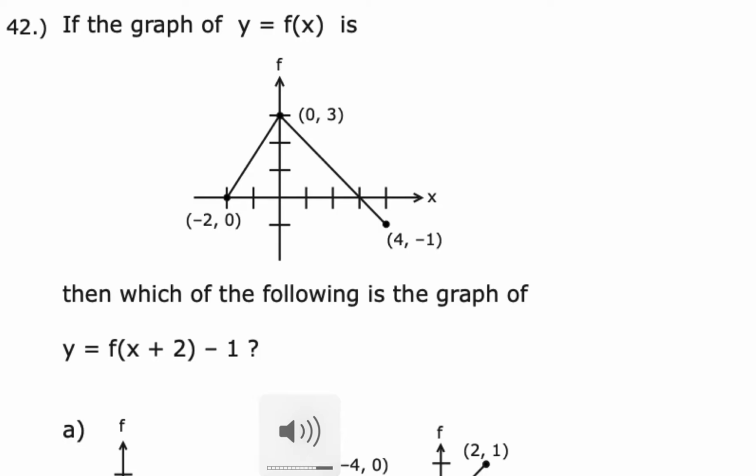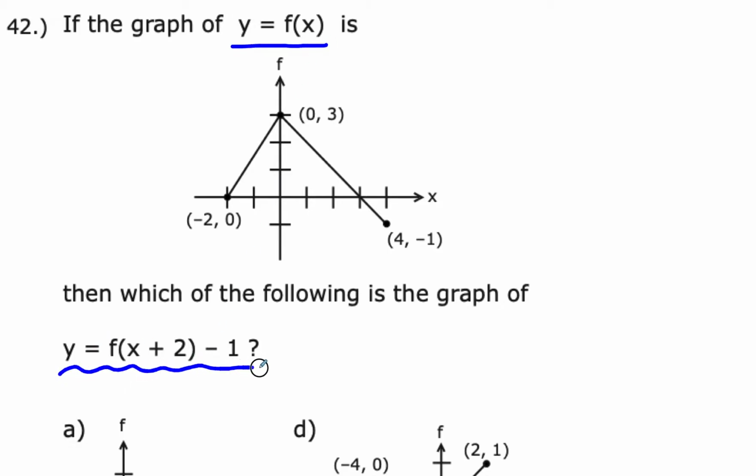So let us look at a few questions together. Number 42. When you look at number 42, this is the given function y equals f of x. But what we are looking for is this one: y equals f of x plus 2 minus 1.